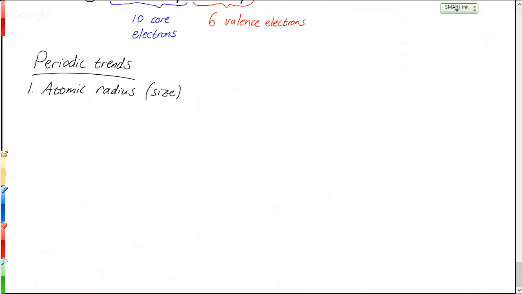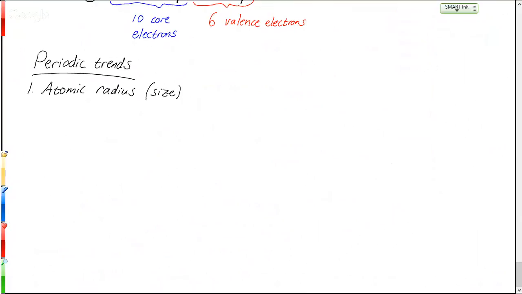So how big is an atom? You can look up tables and find out exactly how big all the different atoms are in picometers, but you rarely need to know the exact number. More often, you just need to know, is this one bigger or is this one bigger? And so we can talk about how we can figure that out by thinking about effective nuclear charge.